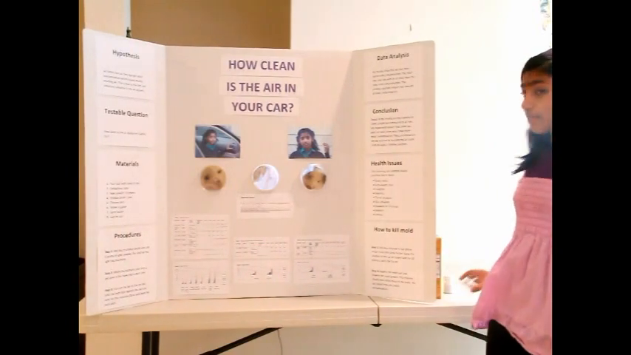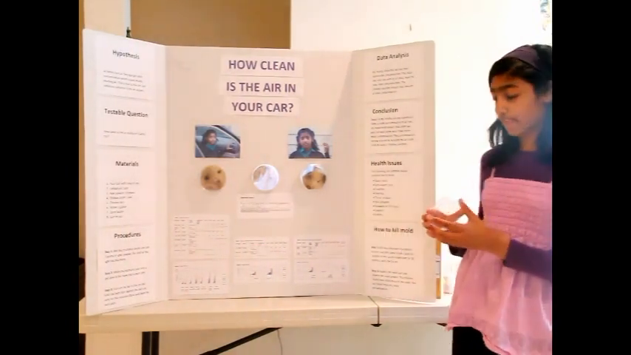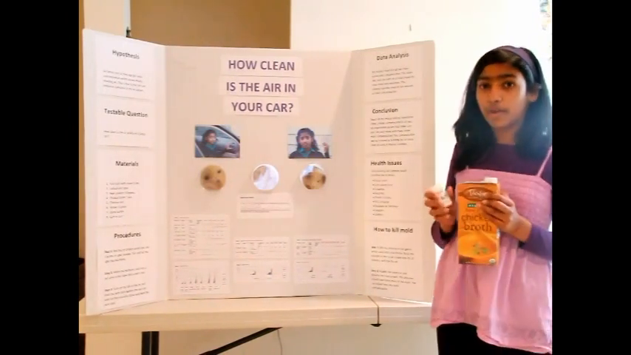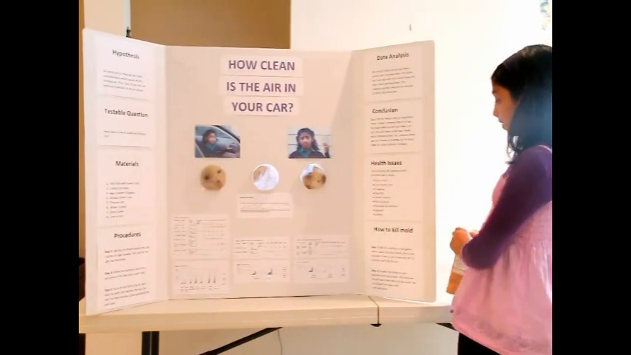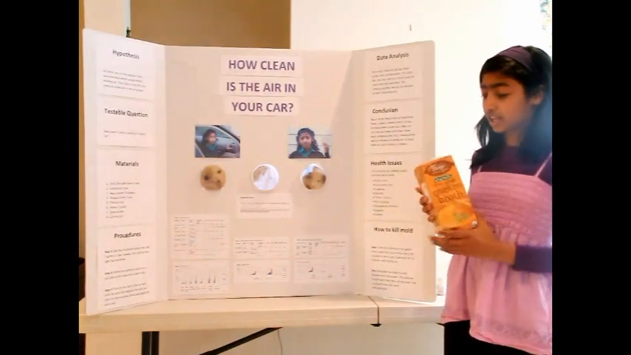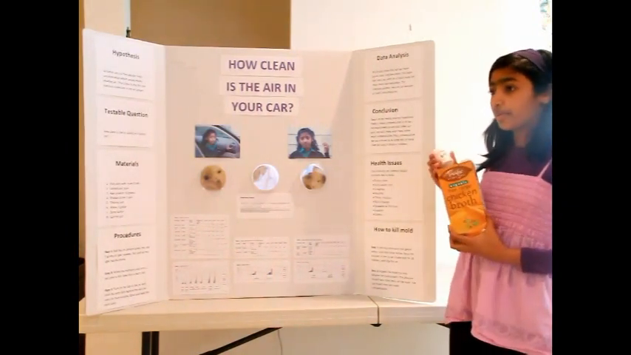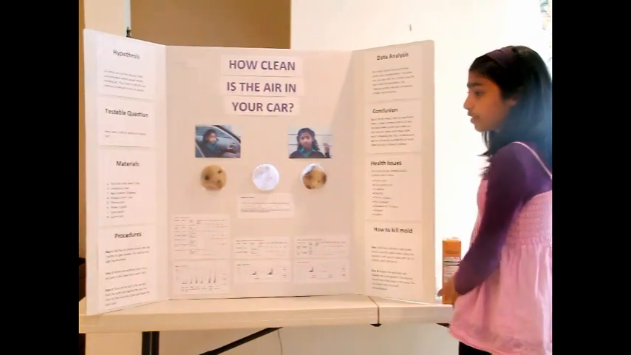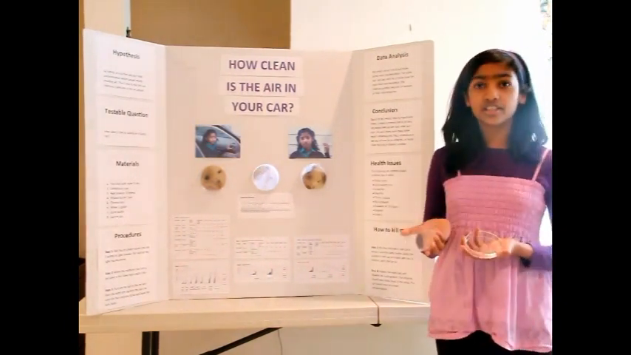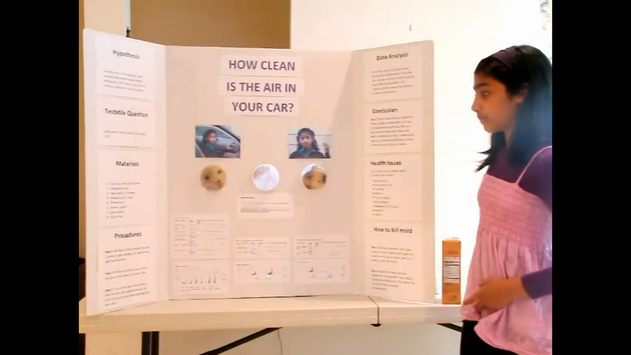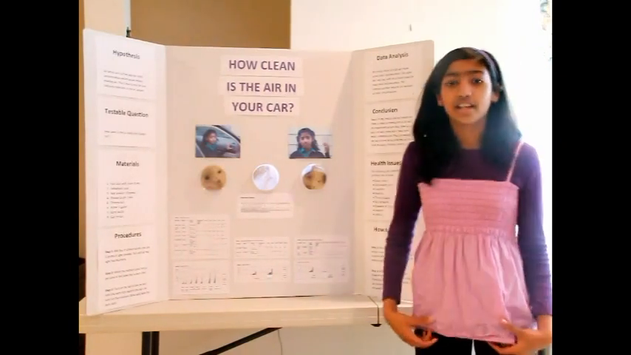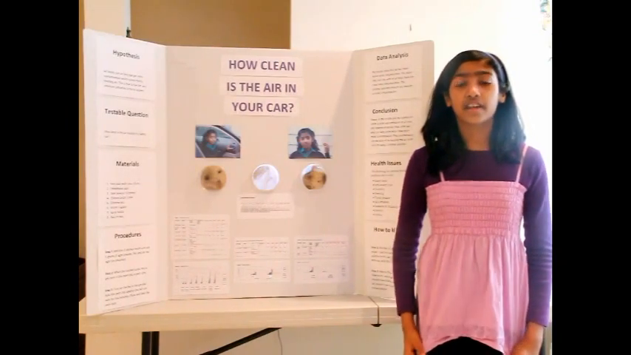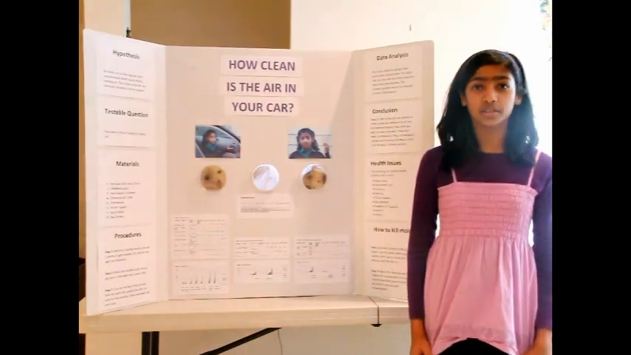I used a petri dish, chicken broth, and agar powder for my experiment. I used the chicken broth and the agar powder to make the nutrient, and I put the nutrient inside the petri dish to collect mold. I tested from different types of cars that were new and some that were old.